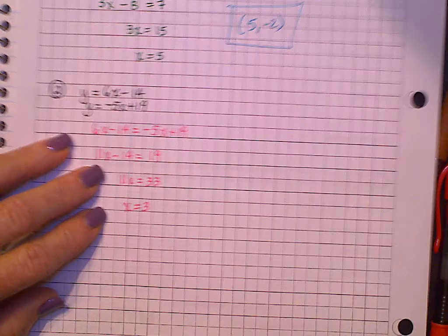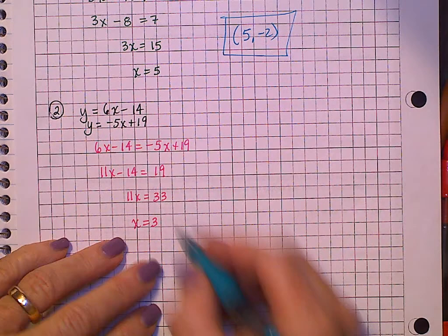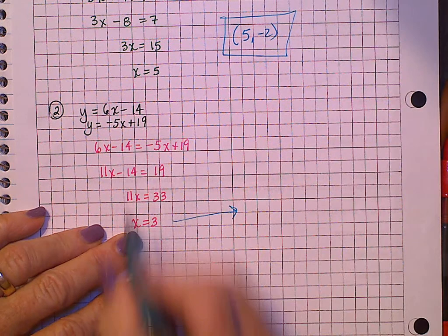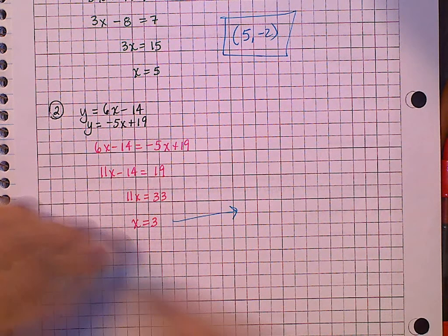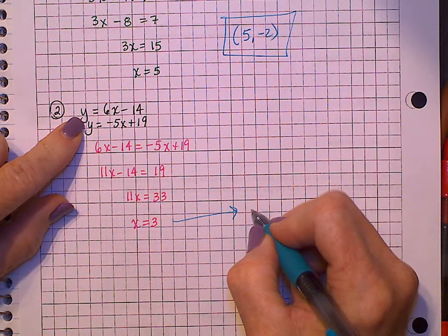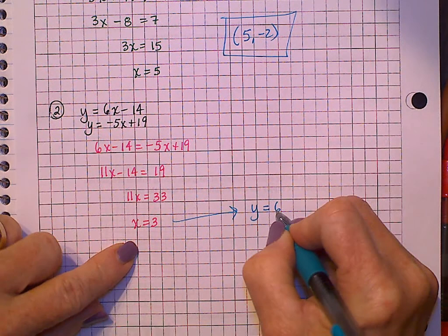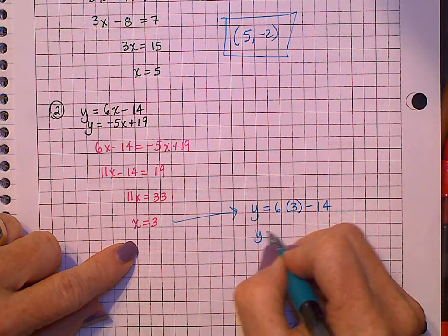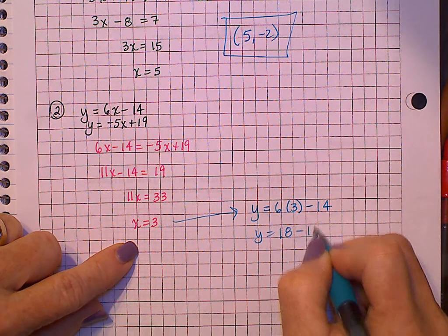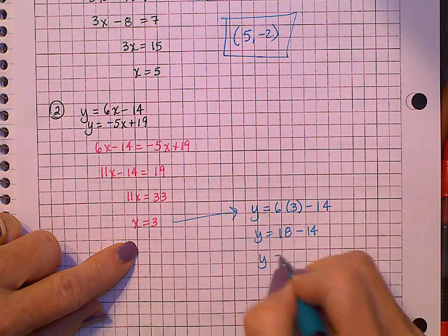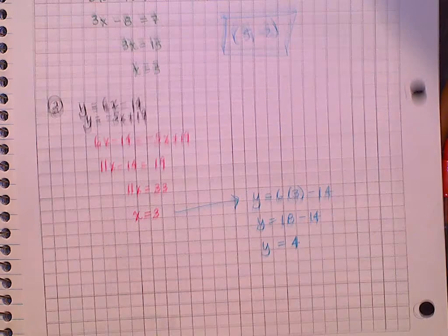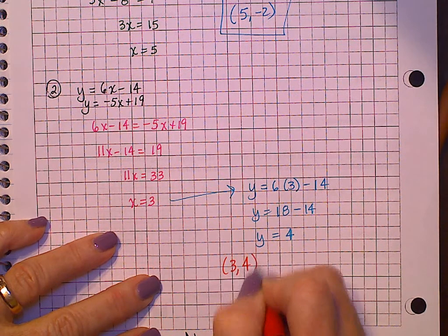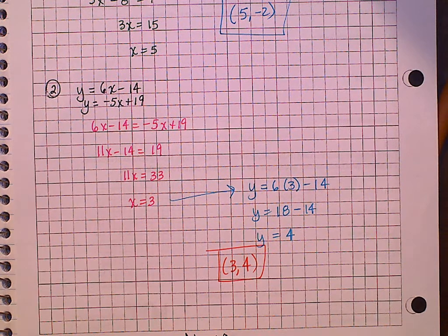And again, once we have x is 3, then we're going to take that x equals 3 and plug it back into one of these equations. Doesn't matter which one. I'm going to use the top one here. And we're going to have y is 6 times 3 minus 14. 6 times 3 is 18 minus 14. Y is 4. Final answer here then is an ordered pair. 3, 4. X, Y. 3, 4.